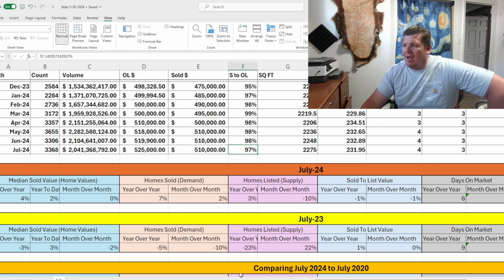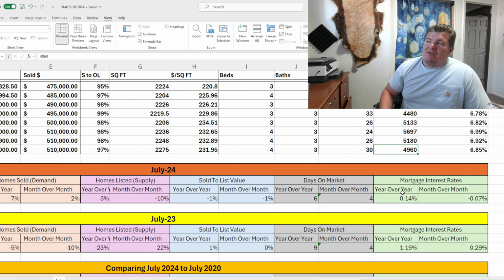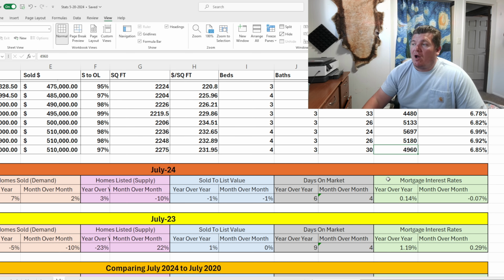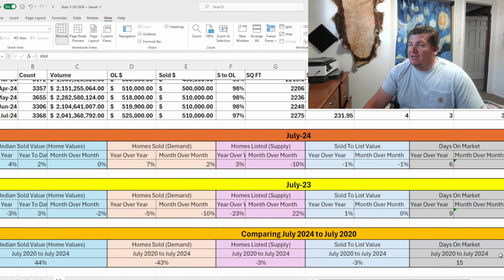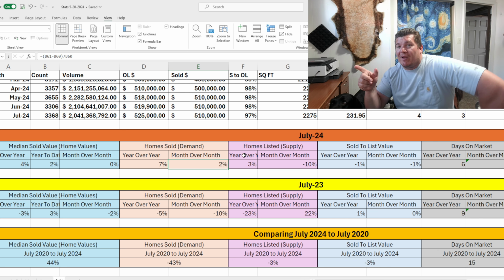We're just not going to worry about that light. Over here, you can see the amount of homes listed were 4,960, which was a little bit less than the month before at 5,180. You're wanting to look at all these stats purely from percentages. You can see that the amount of homes listed supply increased by 3% year over year and decreased month over month by about 10%. So we're still seeing homes sold increasing by 7% year over year and increasing by 2% month over month. Well, this is interesting to see.